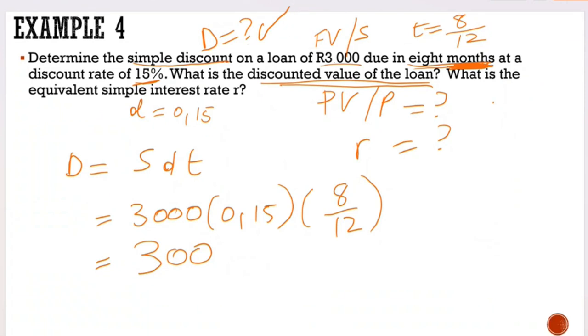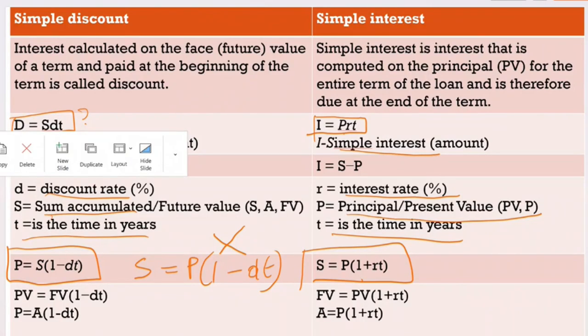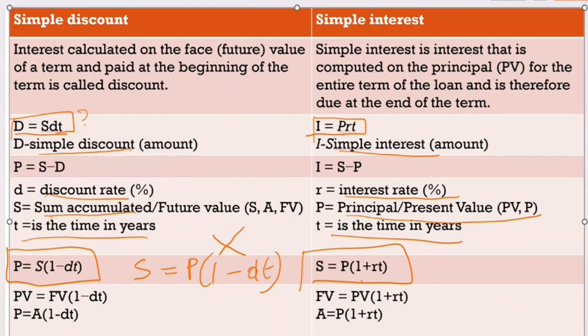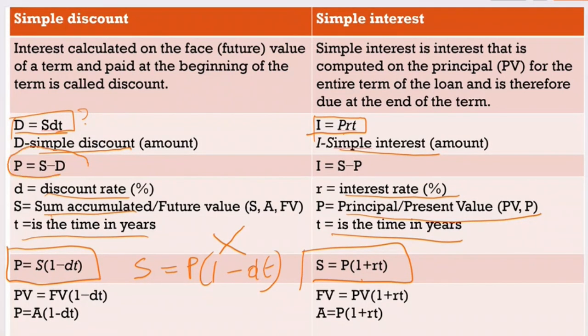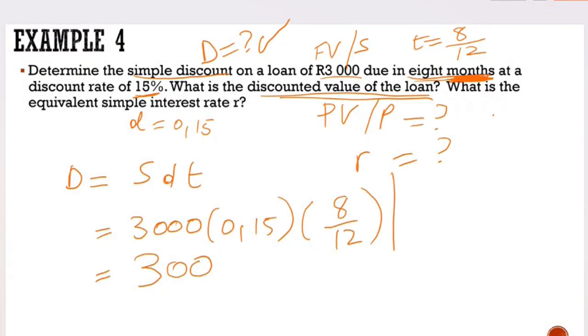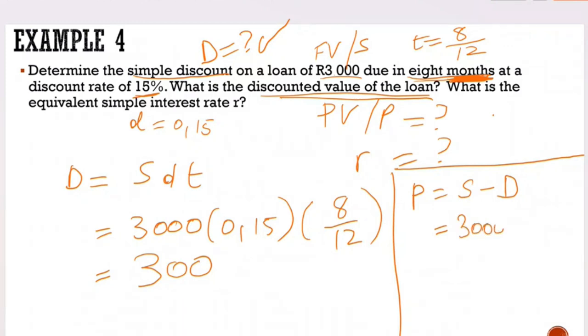So you go to your formula sheet and say, what is a present value given the context? The present value using the discount, this will be the formula that you can use. Okay. Then you come here and say, okay, fine. Let me calculate my present value. My present value is equal to S minus D. So what is your S? Your S is equal to 3,000 minus your D, you've just calculated it. It is equal to 300. So this is going to be 2,700.